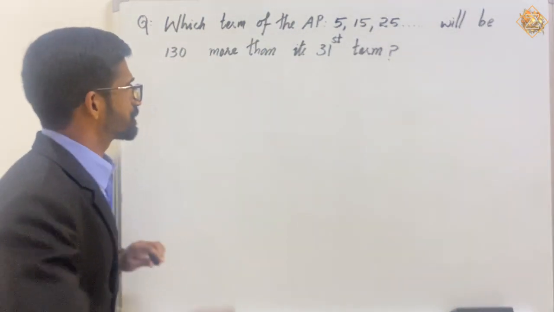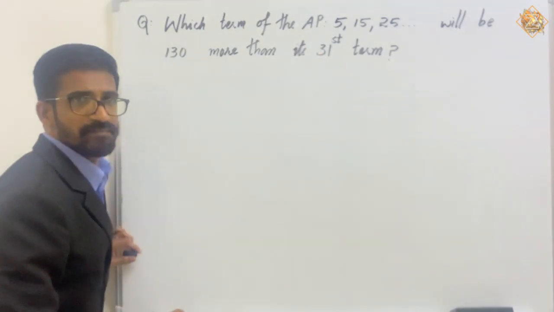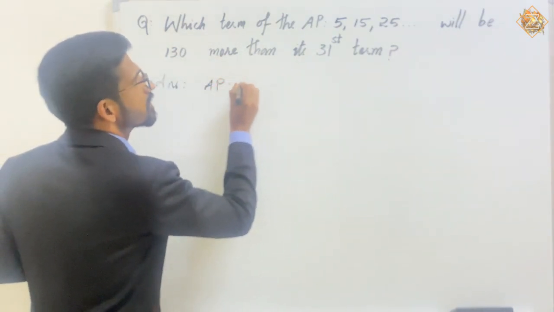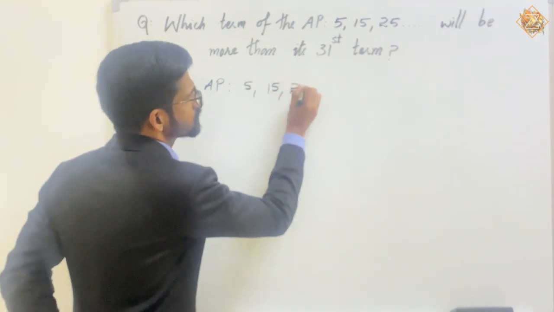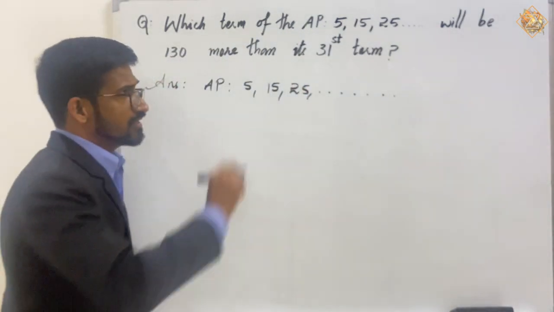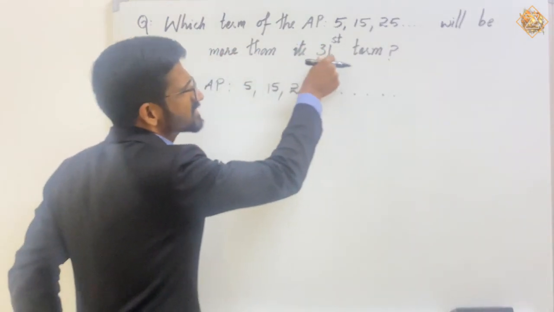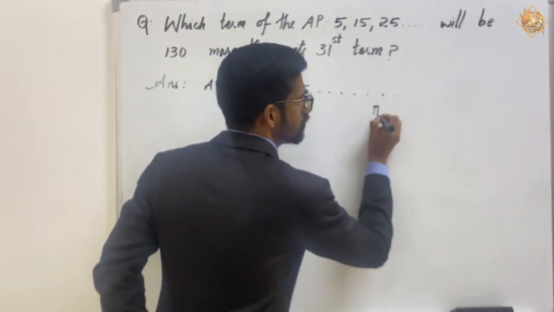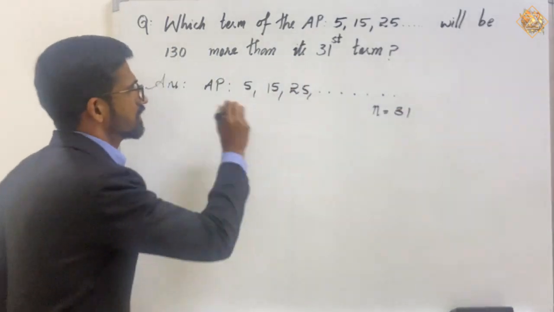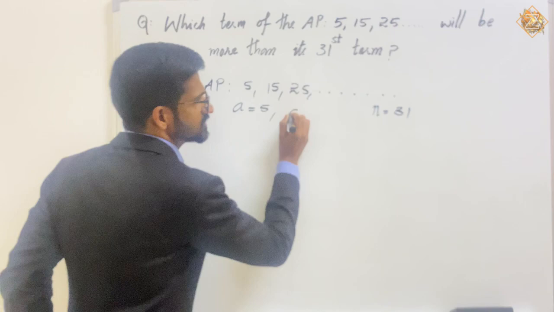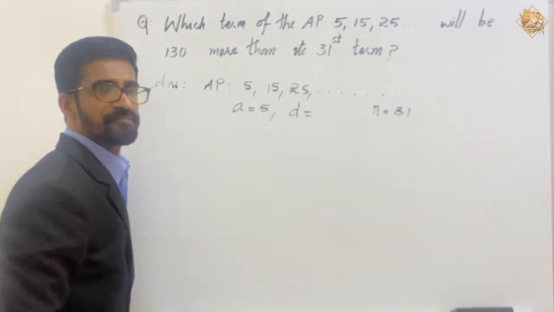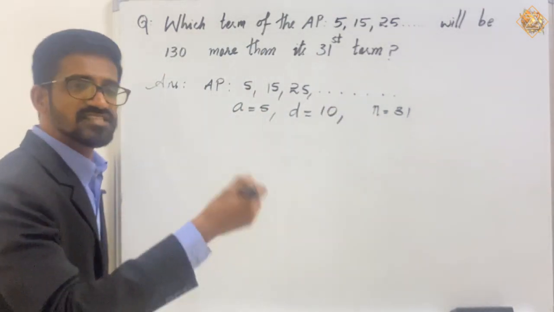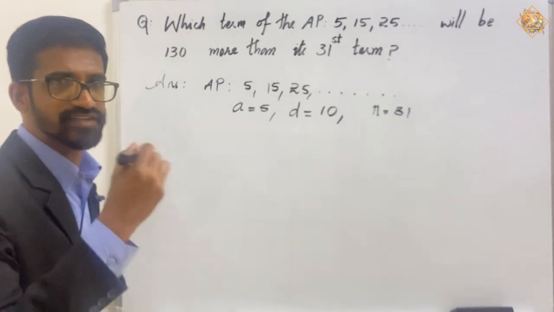So here what we will do is, first we have to find the 31st term of this AP. Here the AP is given, 5, 15, 25, etc. Which term of this AP is 130 more than its 31st term? So first we will find the 31st term. For that, n will be equal to 31. A is 5, and d, the common difference, is 15 minus 5, that is 10. We have to find the nth term, here n is 31.